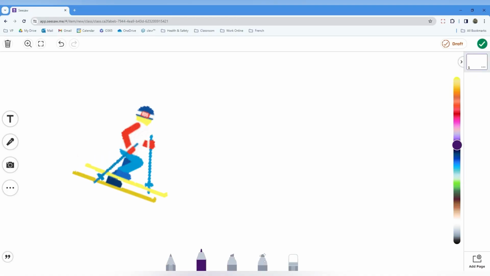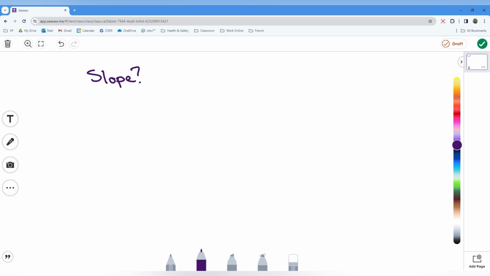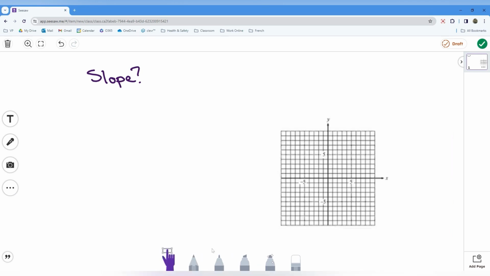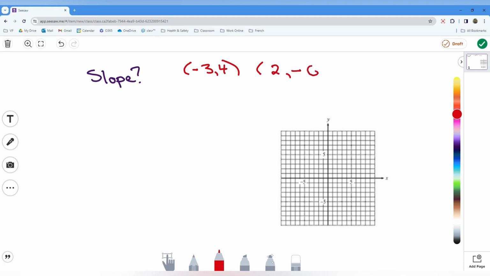Are you trying to figure out how to find the slope of a line? Well, what does slope even mean? If you were to look at a graph and we wanted to find the slope of a line, let's just say I have some points on my graph of (-3, 4) and another set of ordered pairs of (2, -6). In fact, let's see, how do we graph those points? And what do they even represent?